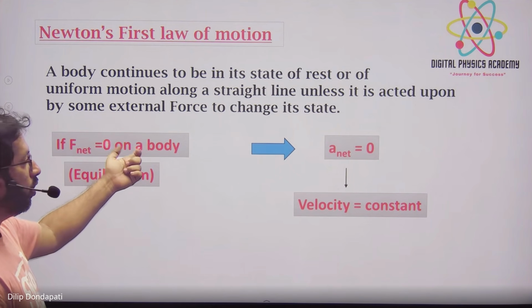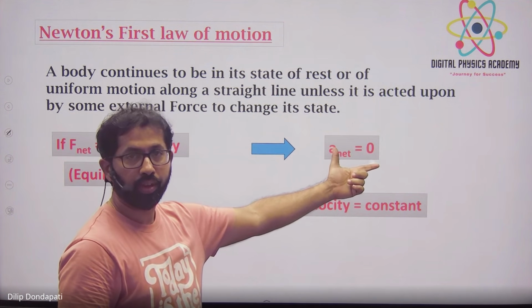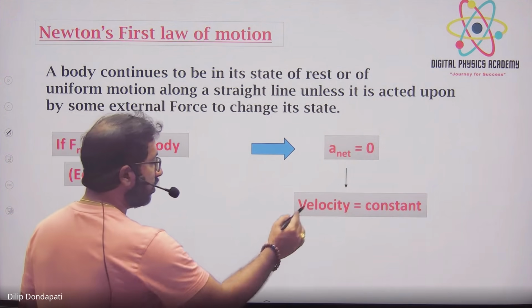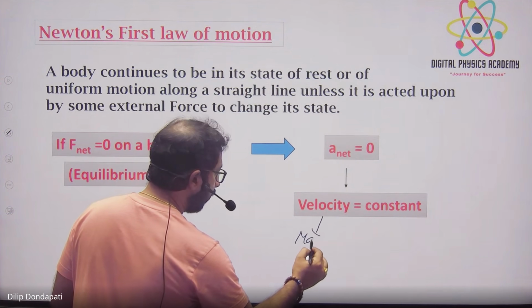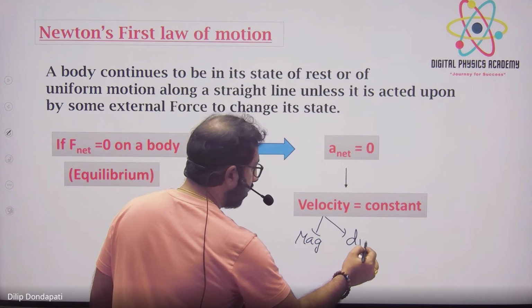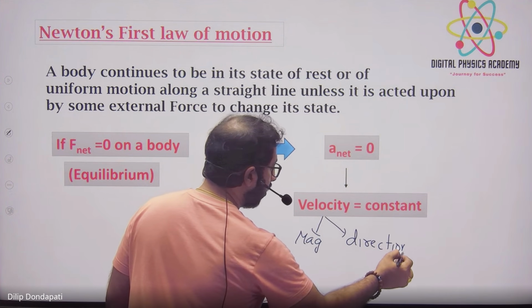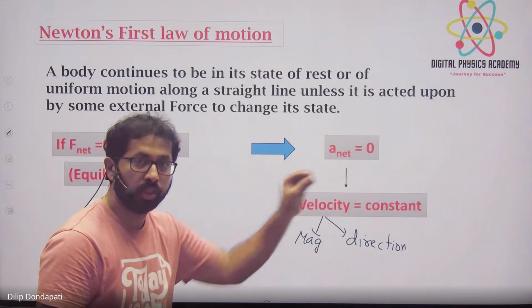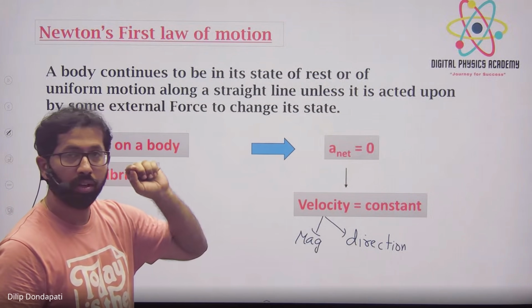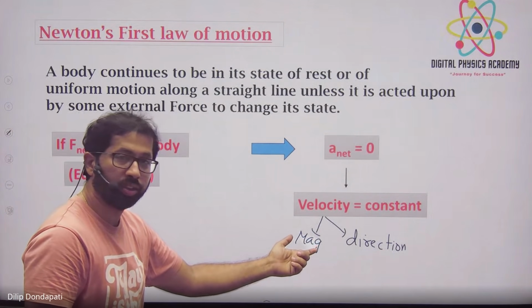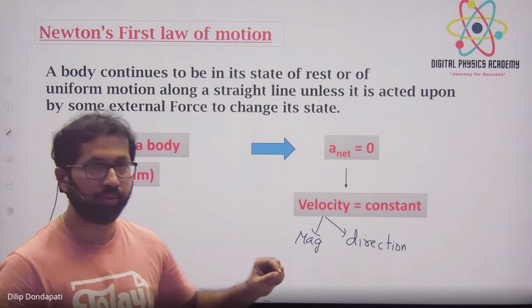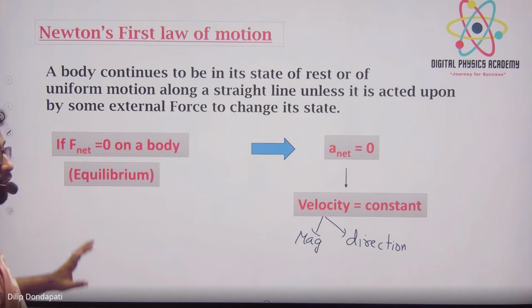When net force is zero, you know that acceleration will be zero. When acceleration is zero, velocity is constant. Velocity is a vector quantity, right? So magnitude and direction are constant. That means the object at rest will stay at rest, and the object in motion will stay in motion, with the same magnitude and the same direction. Then only it will continue with the same velocity. That is Newton's first law of motion.